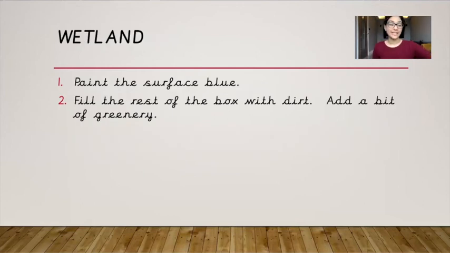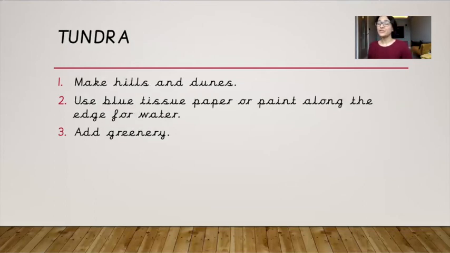You then have wetland, so you could paint the surface blue and fill the rest of the box with dirt, add a bit of greenery. Again, similar to grassland, very simple it sounds, but I'm sure that you could think of a way to make it really look like a wetland or really look like a grassland. Tundra. Now, to make a tundra, you can make hills and dunes, use blue tissue paper or paint along the edge for the water, and then add greenery.